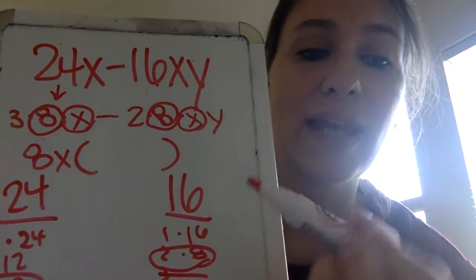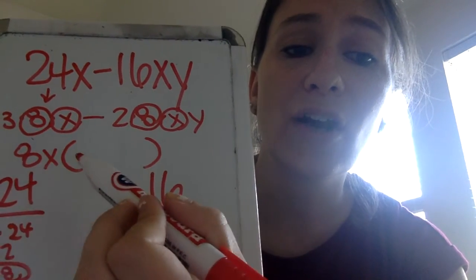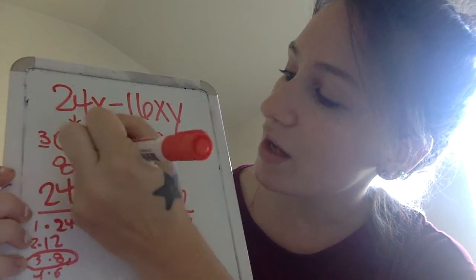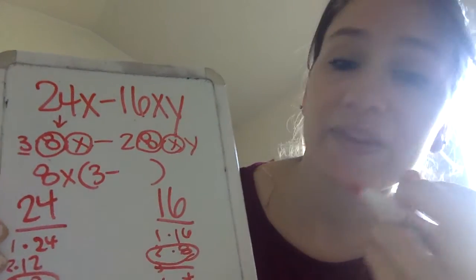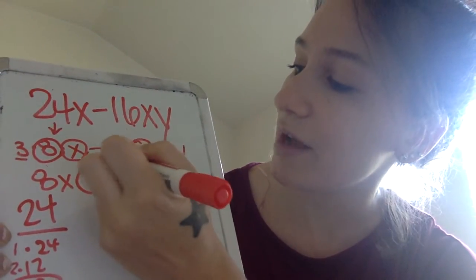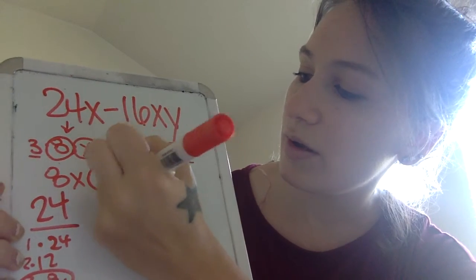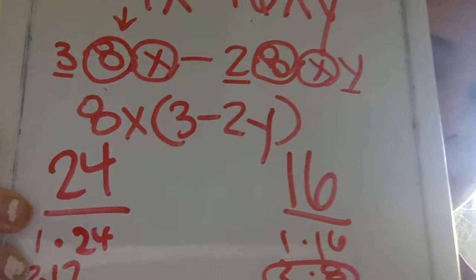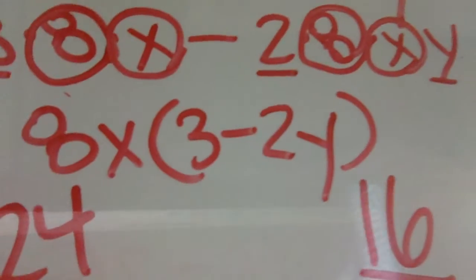So that means an 8 and an x can go with both of these things. And that's what the parentheses tell me. They tell me that the 8x can go with both of these things. Now, what can the 8x go with? Well, what's left? A 3 in the first one. And in the second one, I have a couple things left. I have a 2 and I have a y. So that leaves me with 3 minus 2y.